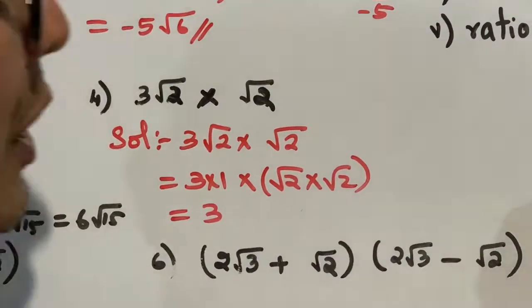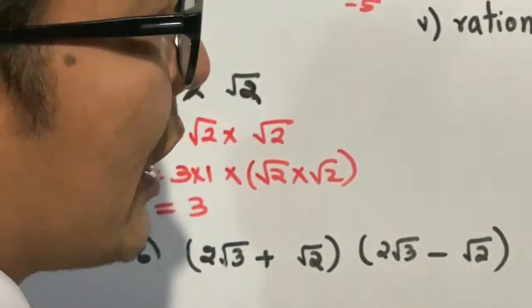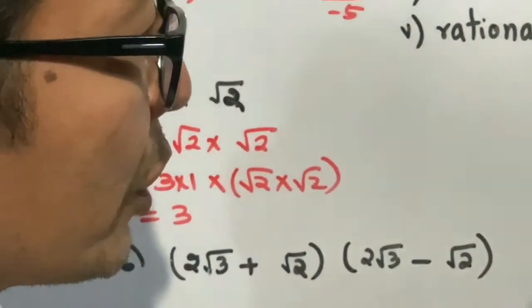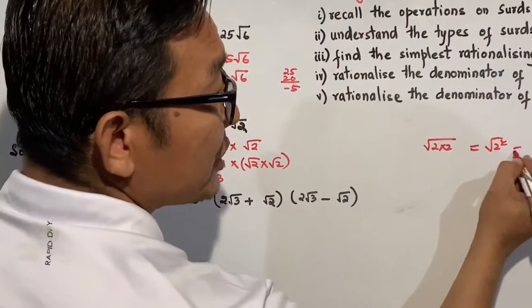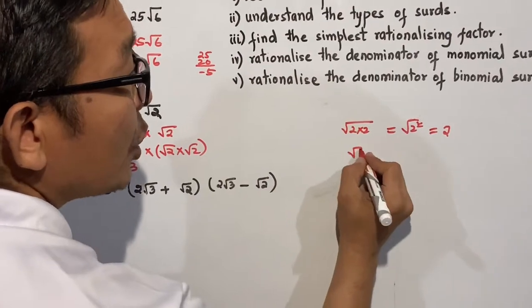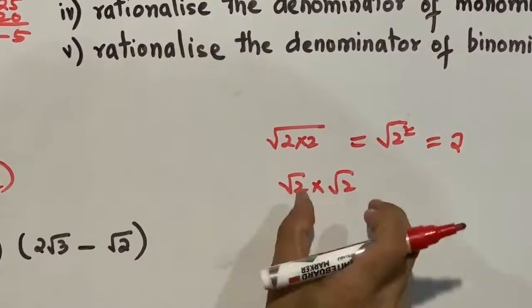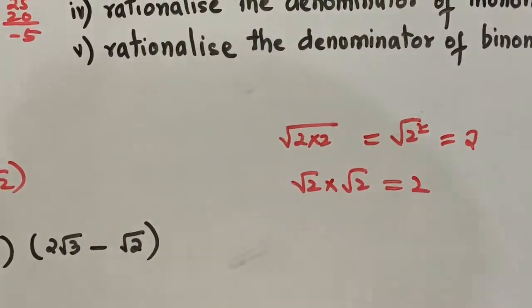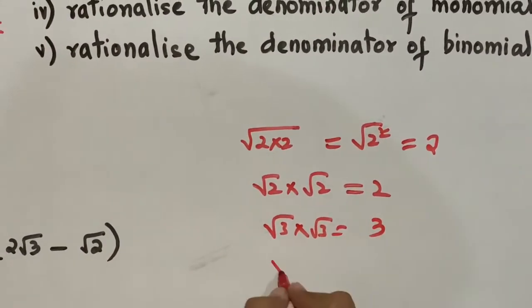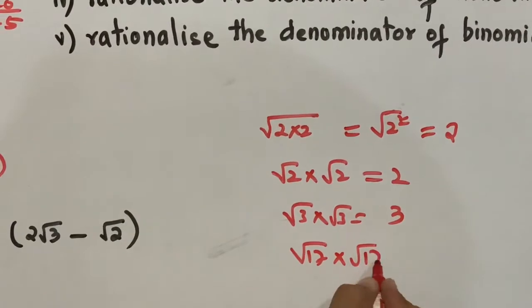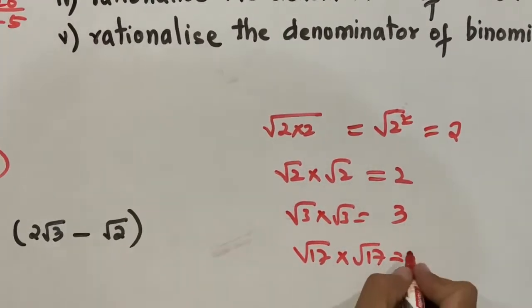So 3 times 1 is 3. Root 2 times root 2: the square and the square root cancel, and the answer is 2. Square root numbers multiplied by themselves give the number itself. For example, root 3 times root 3 is 3, and root 17 times root 17 gives the answer 17.